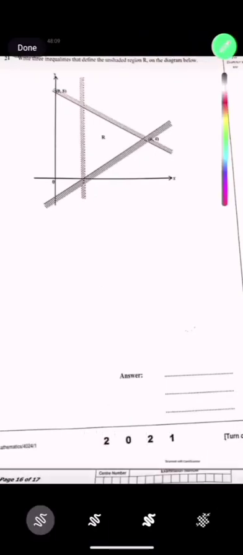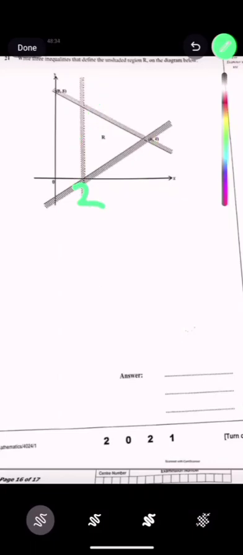Write 3 inequalities that define the unshaded region R on the diagram below. So you start with the simplest. The simplest is vertical lines and horizontal lines. In this case, we have a vertical line. This vertical line passes at this point 2, and the shading is on the left, meaning we're interested in the right. Right is good, right is great.